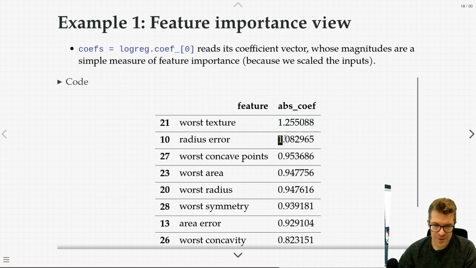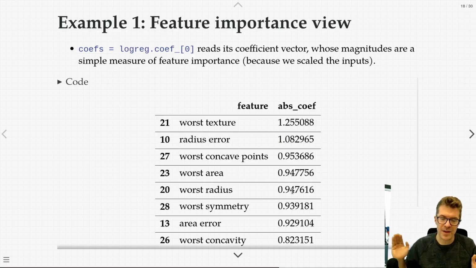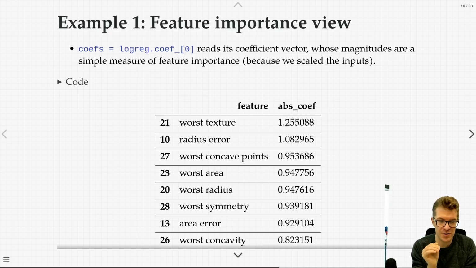The second most important coefficient, with a feature with coefficient 1.08, is radius error, and so on. I don't think I'm going to mention this later. I might, but I point out that these are looking at these features independently, separately. So worst texture by itself had the highest value of the coefficient when we trained our model. Our model tells us that this is the most important single feature.